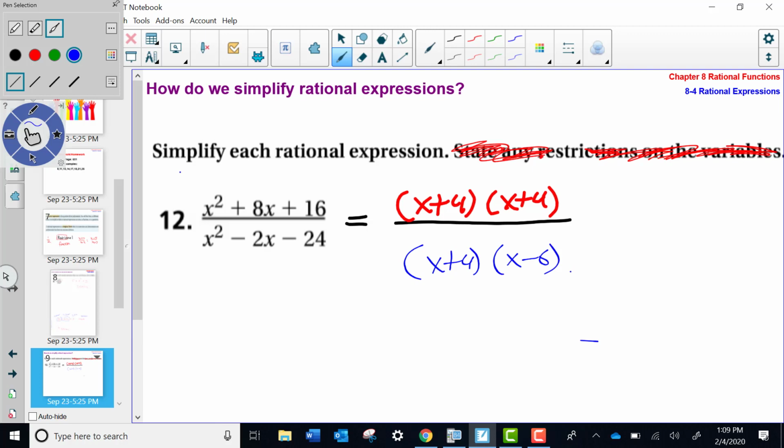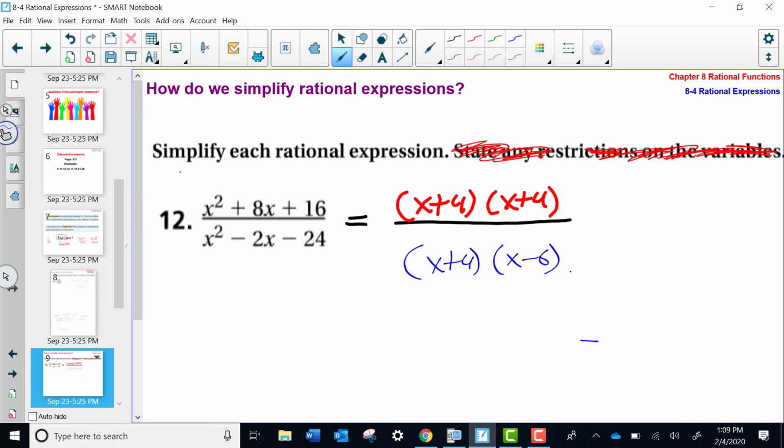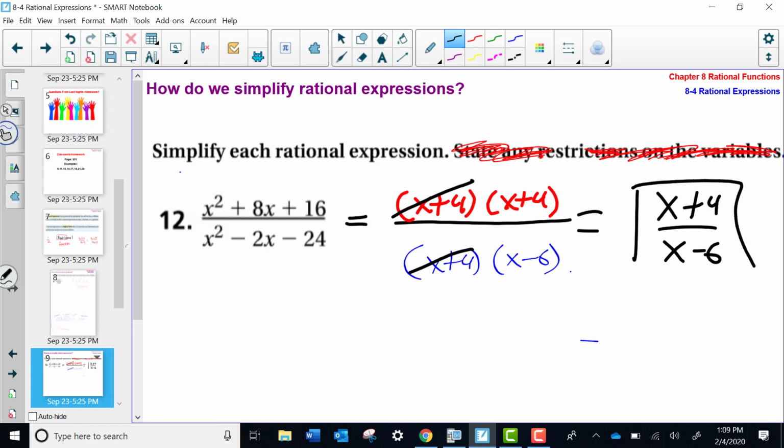So this rational expression is the same as this rational expression. Both of these expressions are the same. They have the same value. The reason why we want to factor first is so we could cancel out any factors that are the same. If we have an x plus 4 on the top and an x plus 4 on the bottom, they cancel out because anything divided by itself is 1, right? 5 divided by 5 is 1. So x plus 4 divided by x plus 4 is 1. So they disappear. And the only thing left is x plus 4 over x minus 6.